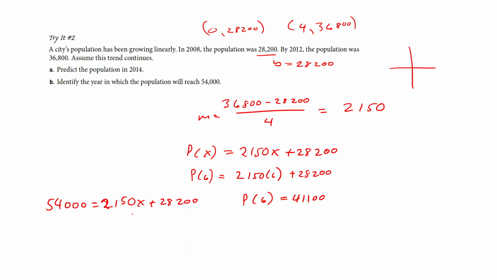Okay, so we're just doing a good old school solve this for x. I'm going to do this all in one shot. So I'm subtracting the 28,200, then dividing by 2,150, and x is going to be 12. So we think that's going to happen 12 years later. Now, if it actually wants the year here, maybe I didn't catch this on the earlier one. If we started in 2008, in the year 2020, well, it'd be 12 years after that initial one.